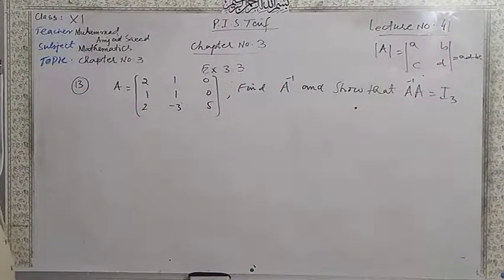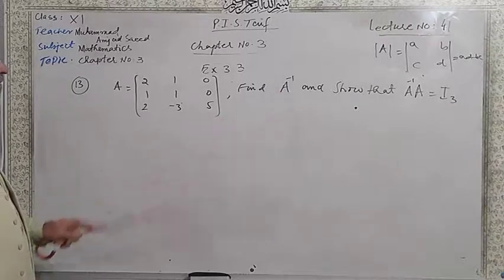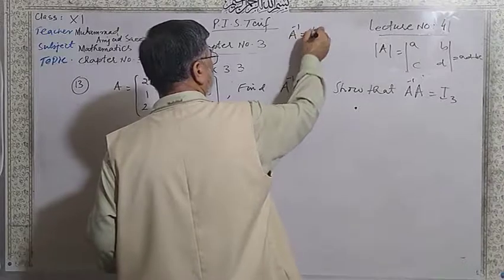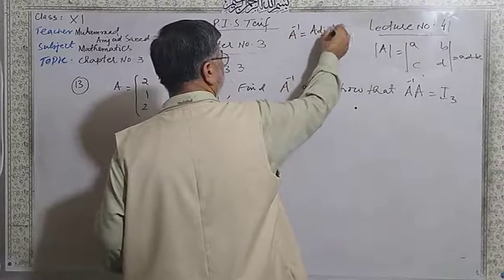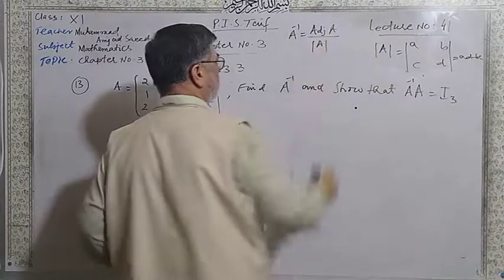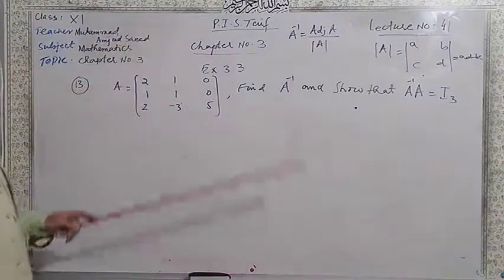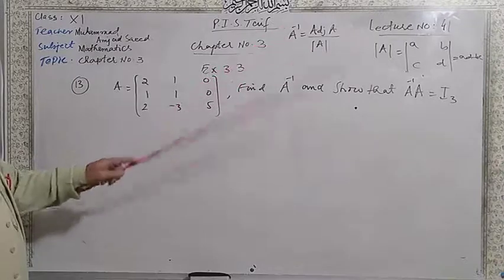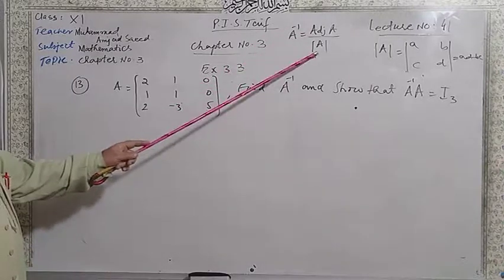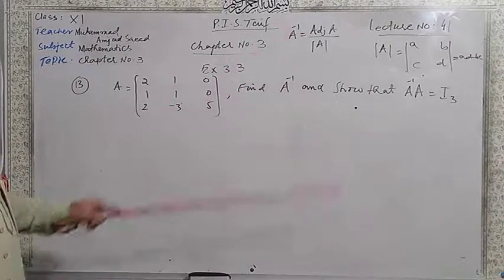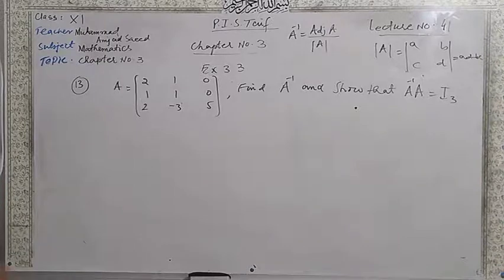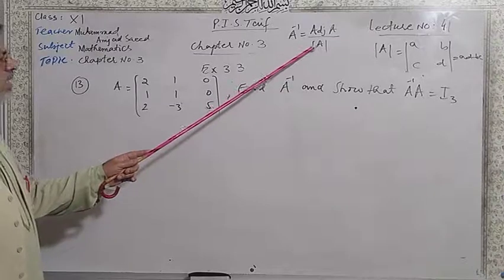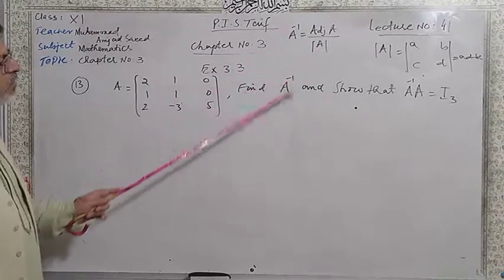Dear students, here we have to find A inverse. And what is the formula of A inverse? A inverse is equal to adjoint A over A determinant. Remember that if A determinant is equal to 0, then inverse is not possible, because something over 0 is a math error, that is infinity. So first of all, we will confirm that A determinant is not equal to 0, then we will move forward to find adjoint A.